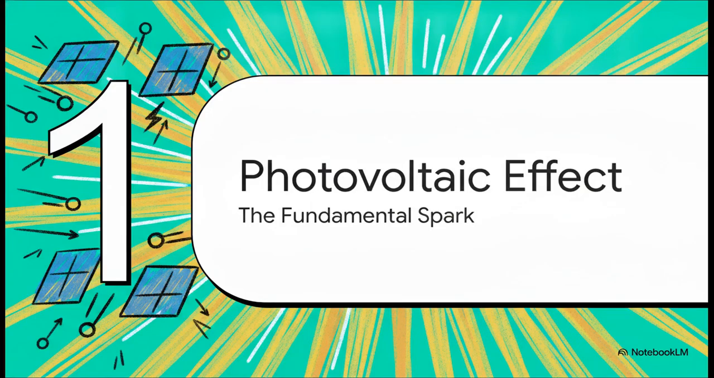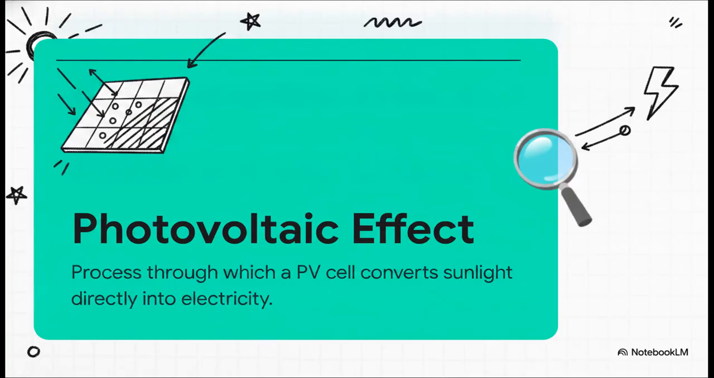Okay, Section 1, the photovoltaic effect. Let's look at the spark that starts it all. Simply put, the photovoltaic effect is just the basic physical process where sunlight strikes a semiconductor and directly generates an electric current. But what does that actually look like? Well, sunlight isn't just this continuous wave of brightness. It's made up of tiny individual energy packets called photons.